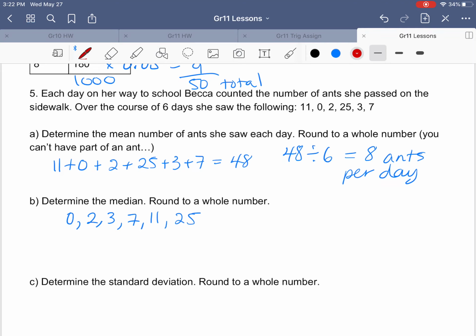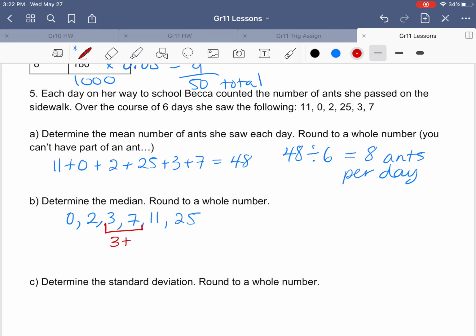In our case, there is no middle number because we have an even number of pieces of data, right? We have 6 individual numbers here. That's an even number, so there's no middle number. There are 2 numbers in the middle. When there are 2 numbers in the middle, what we need to do is take their mean.